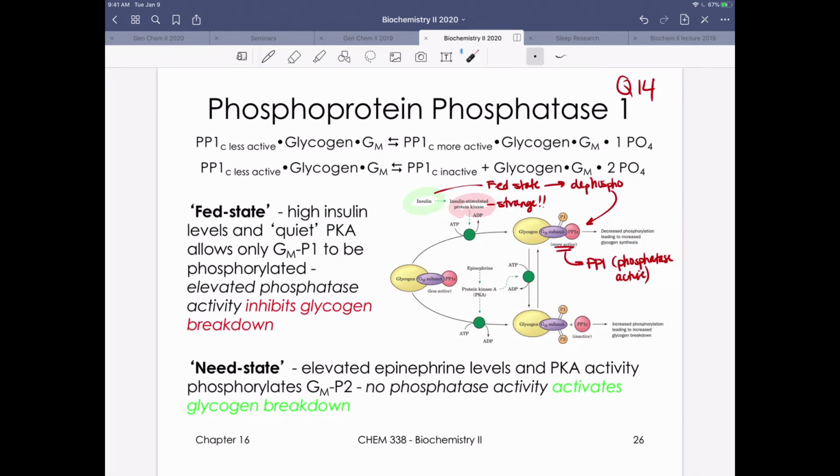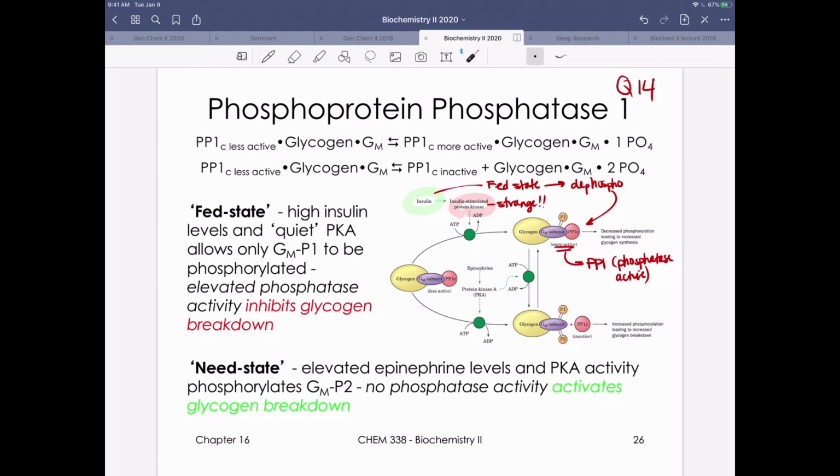All right, so this is PP1. I'm not going to go through the details of this. I'm going to highlight a few things that are important. One of the things that's interesting is that we would expect PP1 to be active under a fed state, because if we want to put ourselves in a dephospho system, that's a fed state, so we're going to respond to a fed state signal.